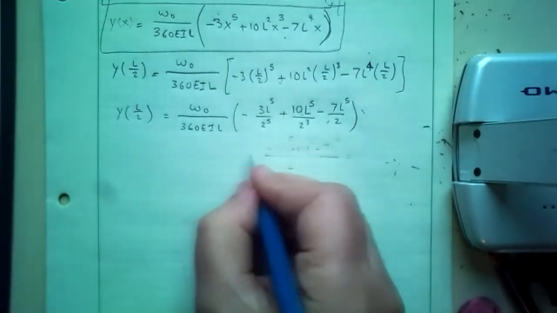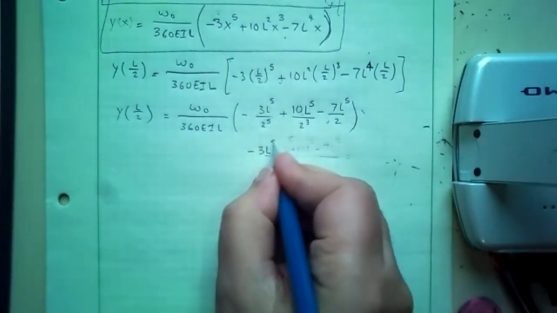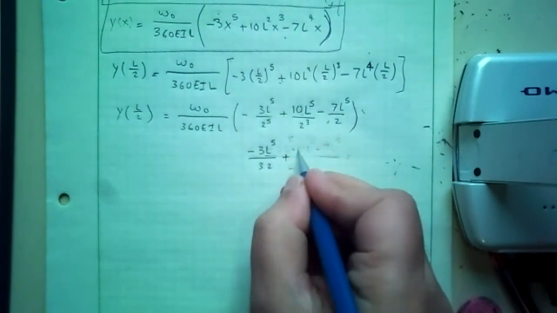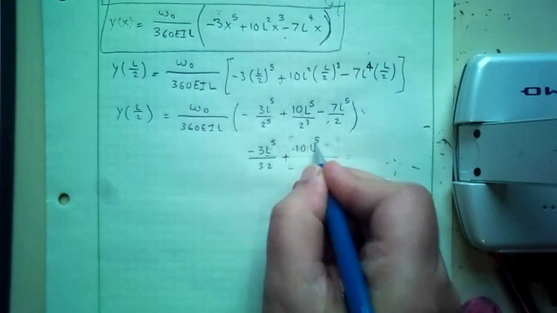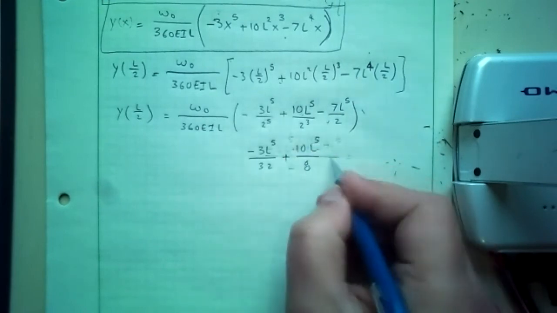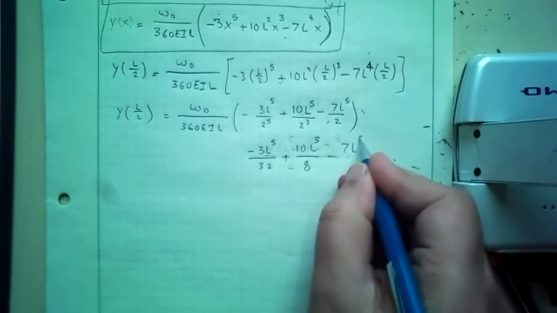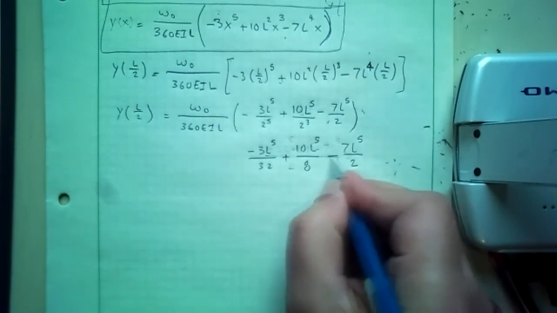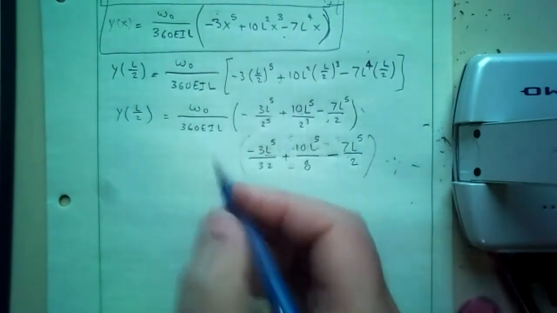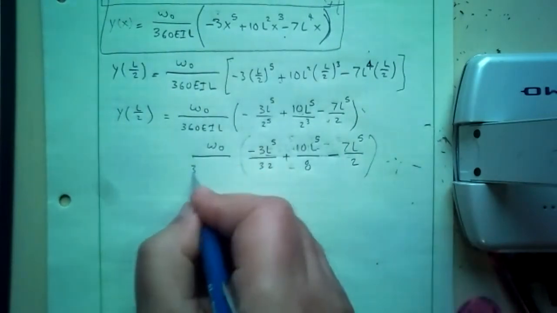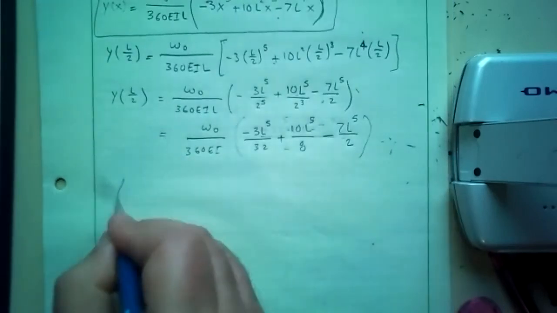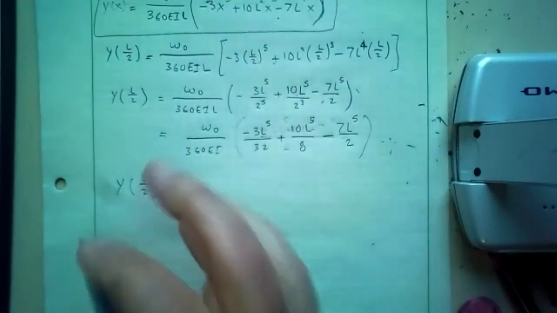(32) minus 3L, 32 plus 10L to the 5th power, 8 minus 7L over 2. Okay, there. That's much better. All right, but here's what I'll get once I reduce it.